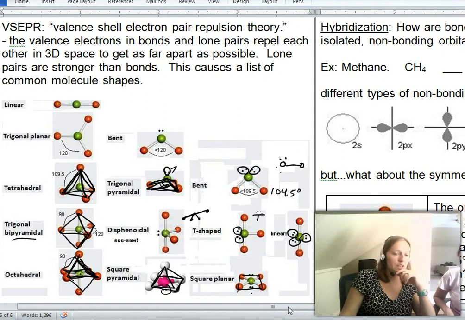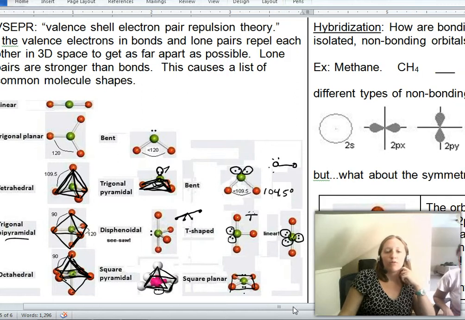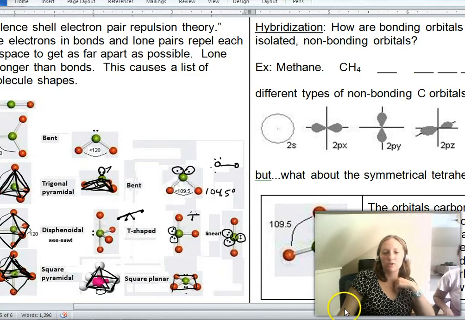And it gets a little bit crazier. Sometimes you can have more than six around when you get totally crazy, but we don't learn about those. But they make neat shapes. All right, VSEPR. That's VSEPR. It makes shapes. You're supposed to know the angles and the names. All right, I need to move this doohickey.